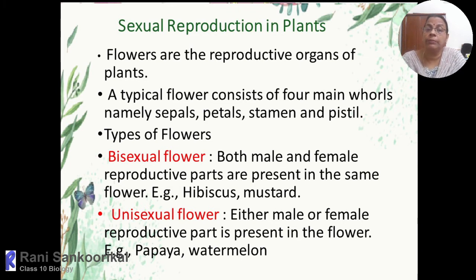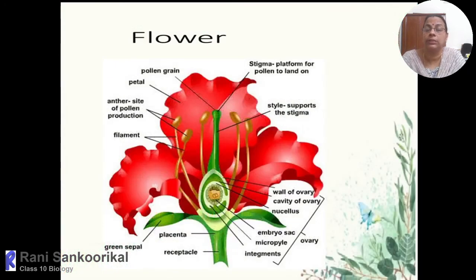So here, the main term we have to keep in mind is, what do you mean by bisexual flower? Bi means two, and sexual refers to reproductive organs. Then unisexual means only one. So only one sex organ will be present in a flower. Bisexual flower means two sex organs, both stamen and carpel, will be there. Unisexual means only one of the sex organs, that is, the male sex organ or the female sex organ.